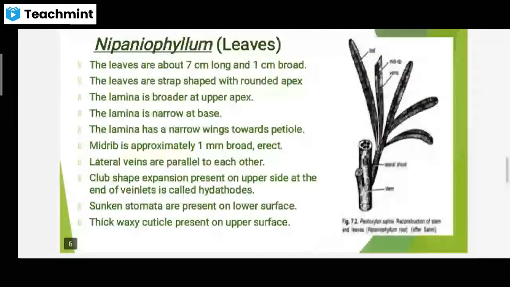Next, anatomy of Nipaniophyllum, that is the leaf. The leaves are about 7 centimeter long and 1 centimeter broad. The leaves are sword shaped with round apex. The lamina is bordered at apex. The lamina is narrow at base. The lamina has narrow wings towards petiole, that is the base of leaf. Midrib is approximately 1 mm broad, erect.